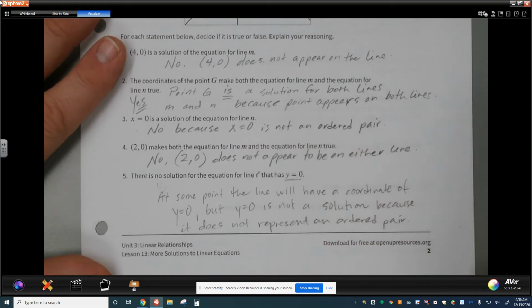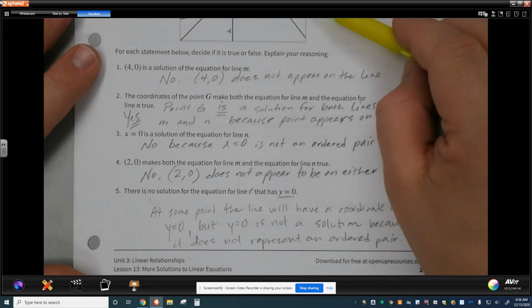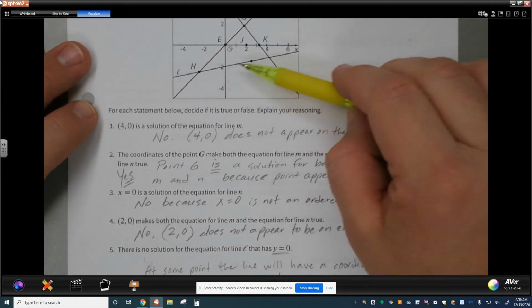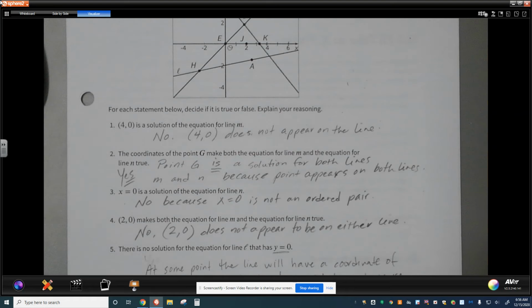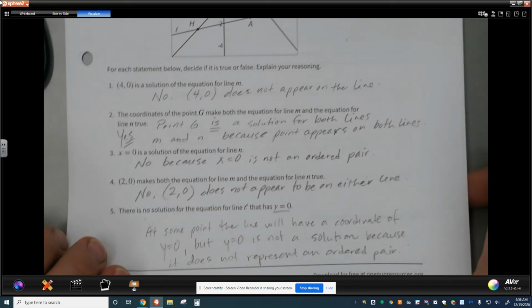So I don't mean to confuse anybody there, but I do want to make sure that we understand y equals 0 by itself is not a solution because it's not an ordered pair. But it is possible at some point line L up here will cross the x-axis and will make a coordinate of y equals 0. But this is still simply not enough information to make a solution for the line.